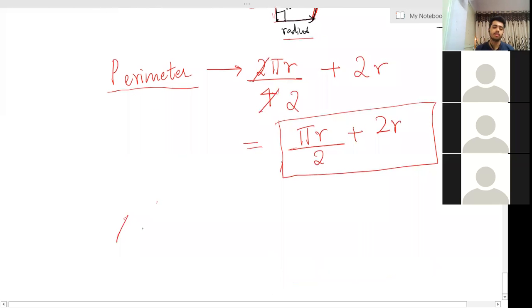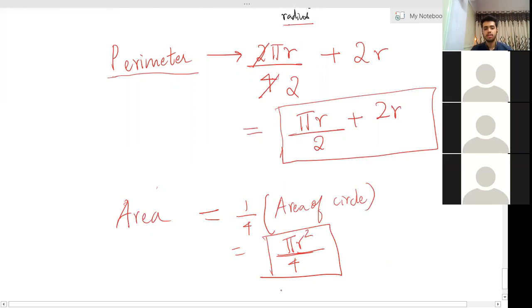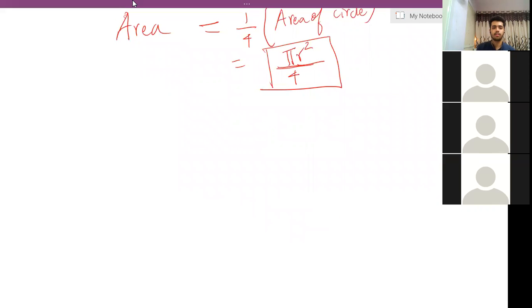Similarly, the area of the quarter circle is 1/4 into the area of the circle. What is the area of a circle? Pi r square. So that is nothing but pi r square by 4. That is the area. Okay. Now let's look at something different.